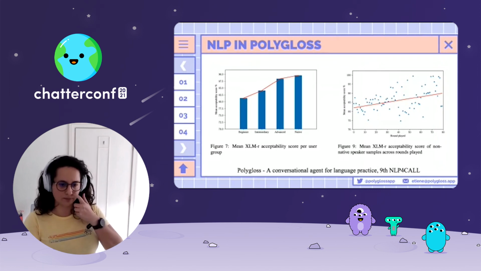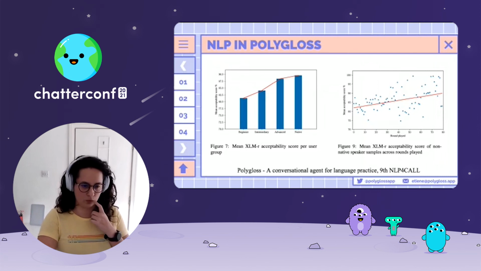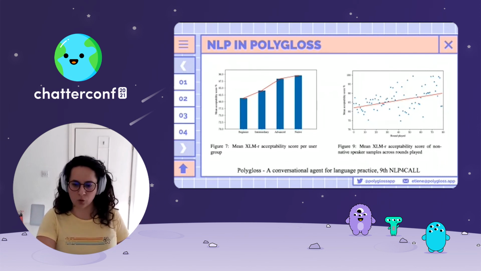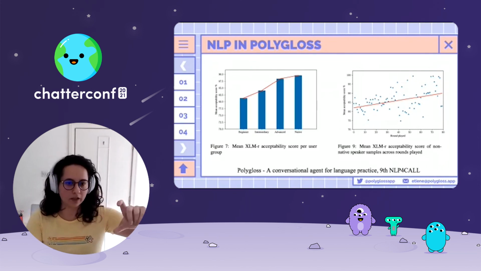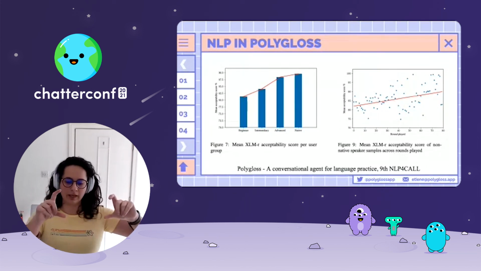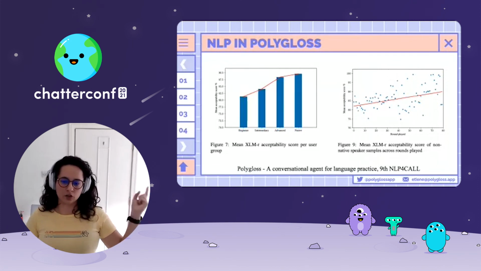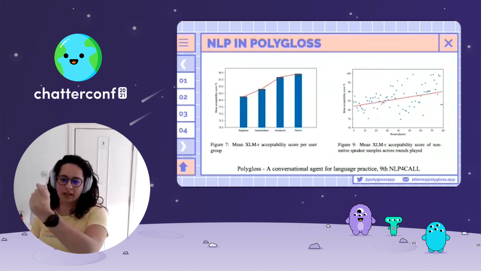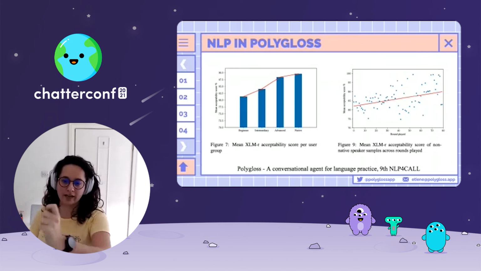So if you want to know more details about this, you can have a look at my paper, which was published in the proceedings of the NLP for CALL conference. But yeah, you can see very clearly the distinction between the scores of a beginner and a native speaker in that language. And you can also see the score, this probability, increasing as they write more, as they play Polyglots more, and they are creating more sentences.